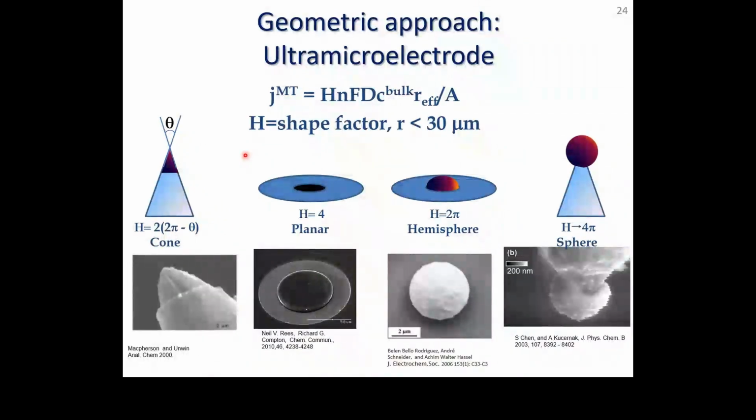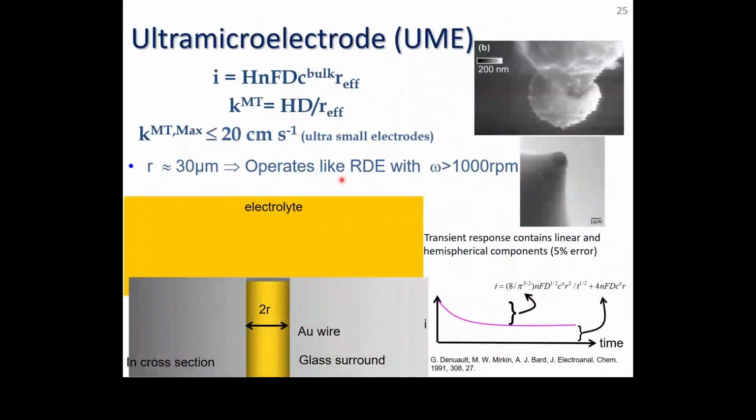They work within the diffusion layer distance. And of course H depends upon the geometry, and here's a whole range of different geometries for different sorts of ultra-microelectrode. Here's an example of a cone. Here's a planar system. Here's a hemisphere, and here's something which approximates a sphere. So you have a whole range of different geometries that you can look at. The benefit of ultra-microelectrodes is that in principle you can go up to very, very fast mass transport rates, maybe up to 20 centimeters per second for really small electrodes.